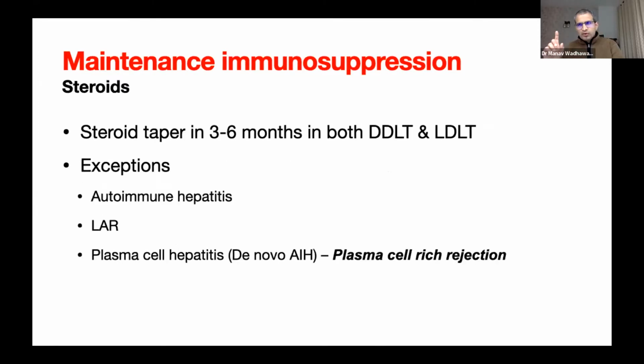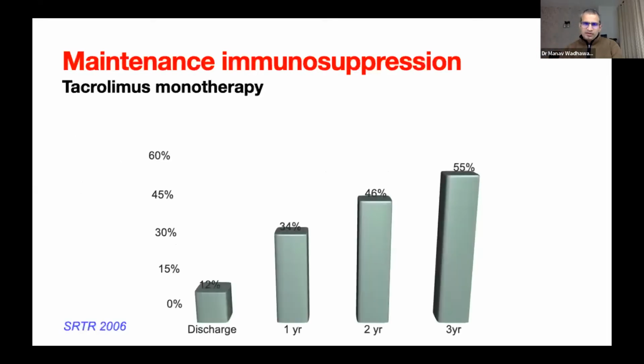Steroids, we understand more steroids, more immunosuppression, but we take off steroids in most of the cases, except in autoimmune hepatitis or late acute rejections. We taper off steroids by the end of 6 months, so we don't need to monitor their levels. That brings us to tacrolimus, the core drug which we monitor day in and day out in all our transplant patients. The trend these days is tacrolimus monotherapy.